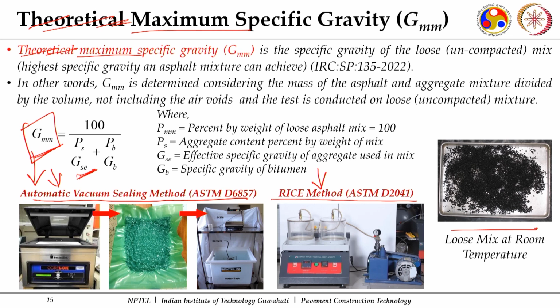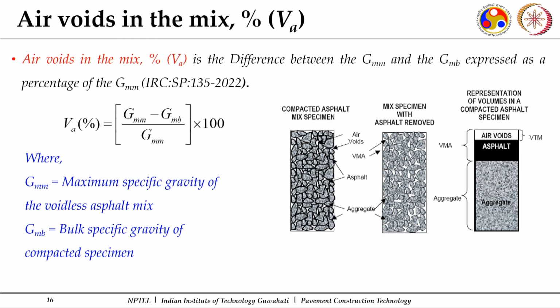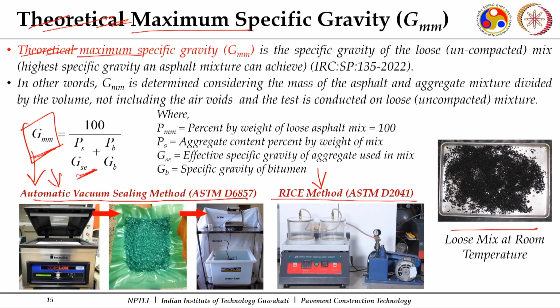Once I am able to get it at one binder content, at other binder contents I can, without doing this exercise, work it out. So if I have GSE determined, this GSE will be in terms of the total amount of materials. This is explained in the coming slide also. I will give you PMM minus GMM, PB upon GB.